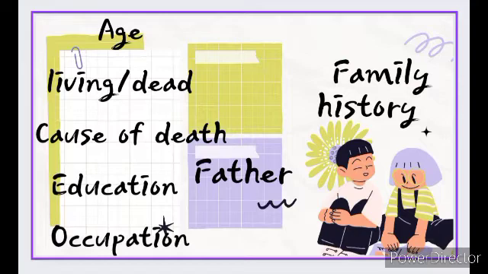So age of the father, if he is living or dead. One thing is there, that if he is dead, then in the family history we will include a square for the father or the male. So we will cross the square from left to right, we draw a cross. So that means that he is no more now. After that, cause of death we will write, education and occupation we will write.